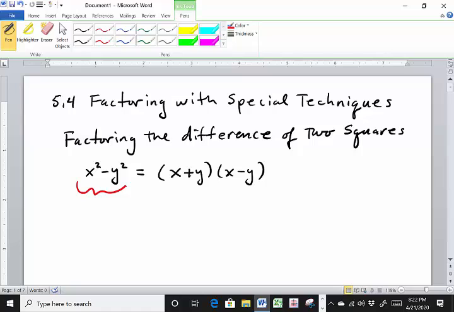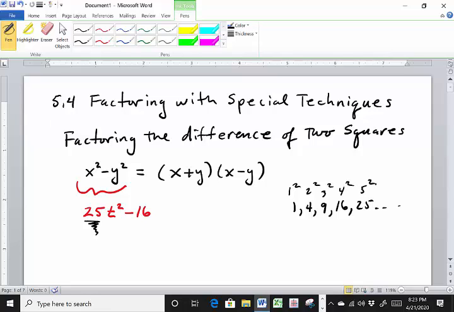Okay, so let's say I had something like 25t squared minus 16. Well, we could rewrite this, but first of all, you should notice that 25 is a perfect square. So just over here on the side, what are perfect squares? Well, 1, 4, 9, 16, 25, and so on. So this is like 1 squared, this is 2 squared, this is 3 squared, this is 4 squared, this is 5 squared, and it just keeps going, right?